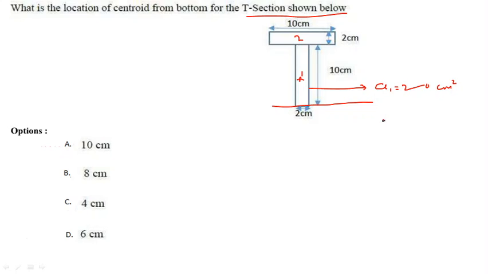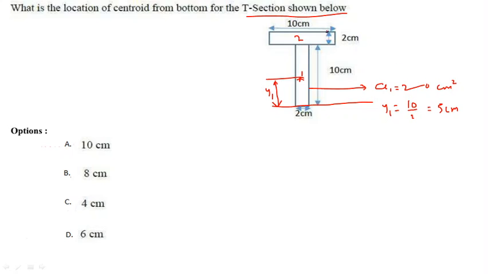The centroid is y1 here. This is y1 for rectangle 1. It lies at half of the depth of the rectangle, so y1 is equal to d by 2. What is d here? 10 by 2, so it will become 5 centimeter. The centroid of the first rectangle is 5 centimeter from the base.